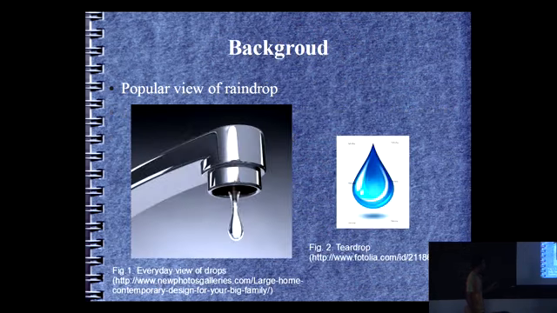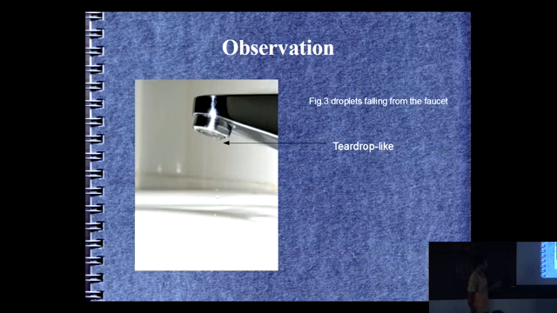Firstly, I think most of us think raindrops should be teardrop-like, but that's because we usually see teardrop-like drops in everyday life. Just like in this picture, the drop from the mouth of a faucet is just like a teardrop, but this is not rain.